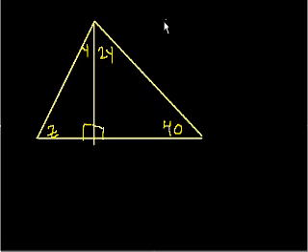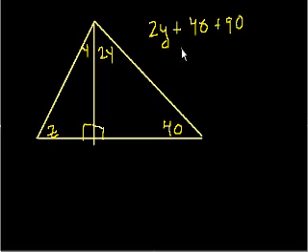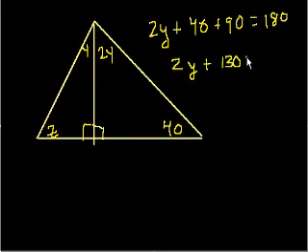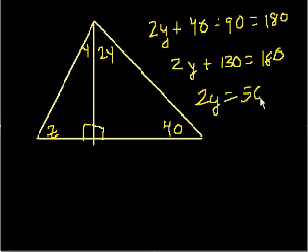Well, if we look at this right-hand triangle, we know that 2y plus 40 plus 90 is equal to 180. Right? So 2y plus 130 is equal to 180. 2y is equal to 50 degrees. y is equal to 25 degrees. So this is 25 degrees.